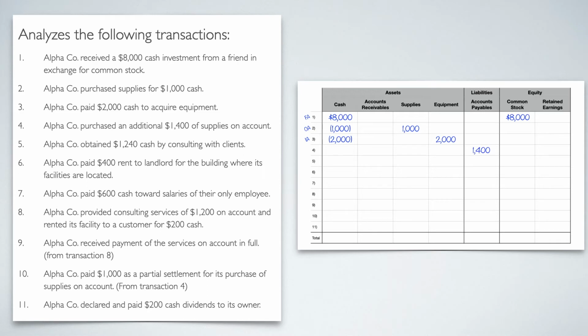Think of it kind of like a credit card, in the sense that when you purchase something on a credit card, the balance goes up. So we're going to put that as a positive. And then what is the other side of this? Well, we are also getting supplies. So our supplies goes up by another $1,400.